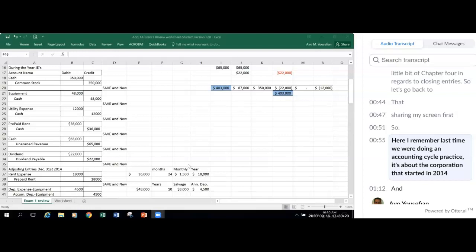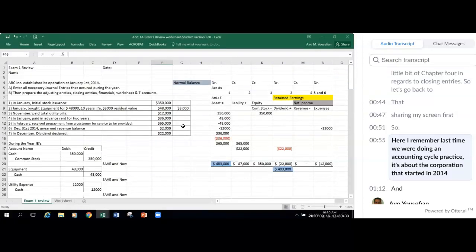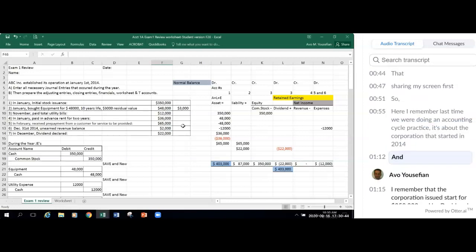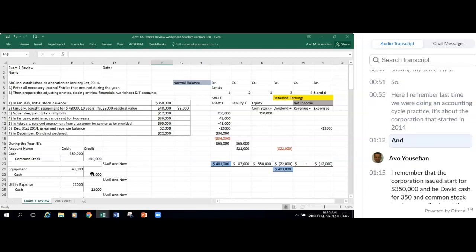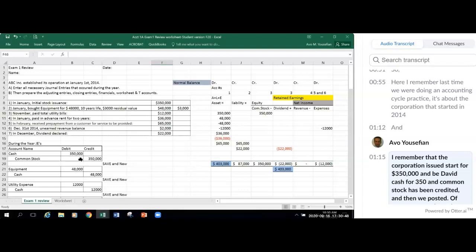I remember last time we were doing an accounting cycle practice. It's about a corporation that started in 2014. I remember that the corporation issued stock for $350,000 and we debit cash for $350,000 and common stock has been credited. And then we posted, of course.